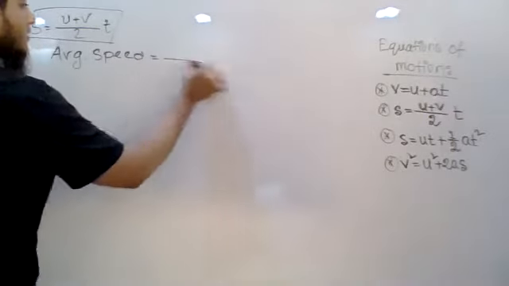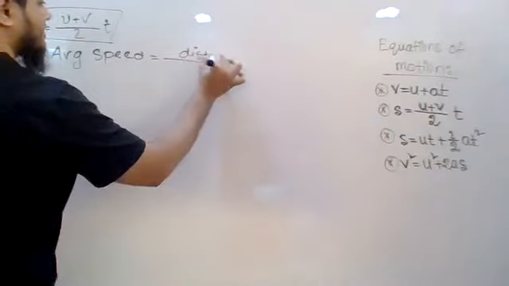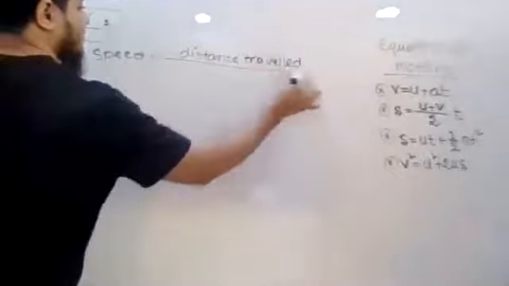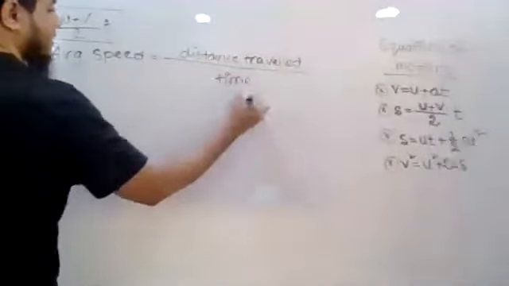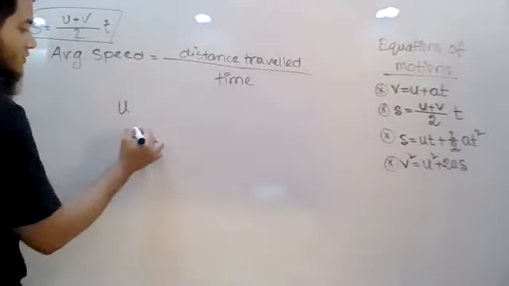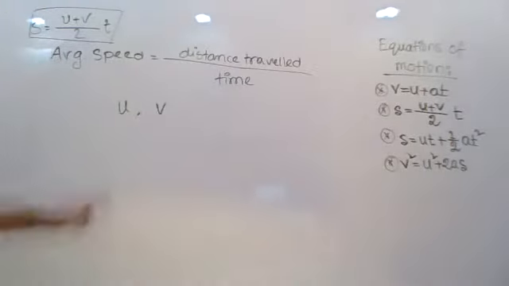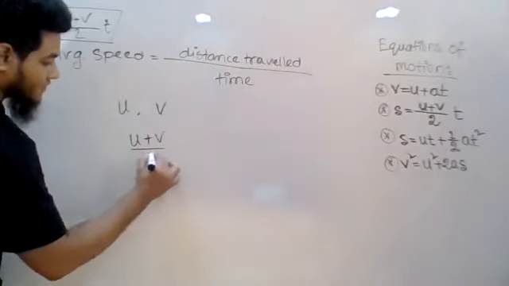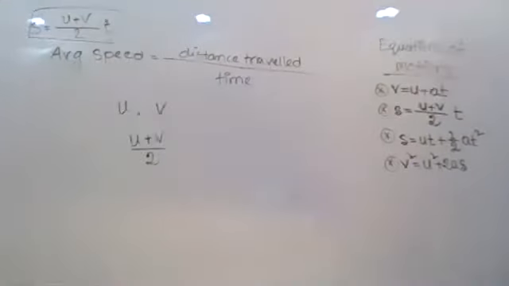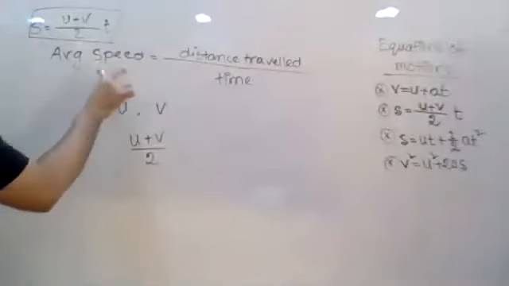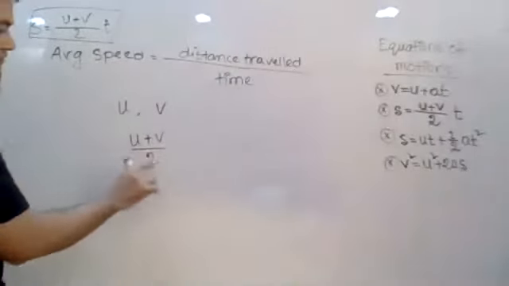So average speed is equal to distance traveled divided by time taken. Correct or not? If I tell you that a body is having initial velocity u and final velocity v, then from these two, how can you calculate the average speed? Average speed will be u plus v divided by 2. Correct or not? Average means this way.